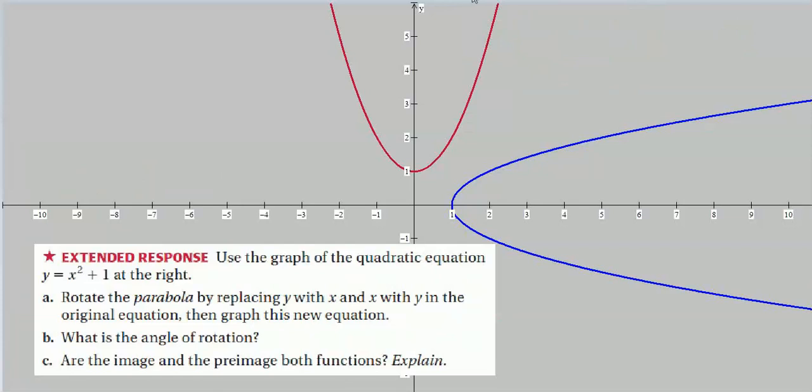Okay, they say they provided a small graph at the right. I went ahead and redid it. This is the original one. If it's not obvious, this is y equals x squared plus 1. This is what you get when you replace x with y. So technically you would write y equals x squared plus 1. That's this here. This one here, well, we reverse everything and get that x equals y squared plus 1.